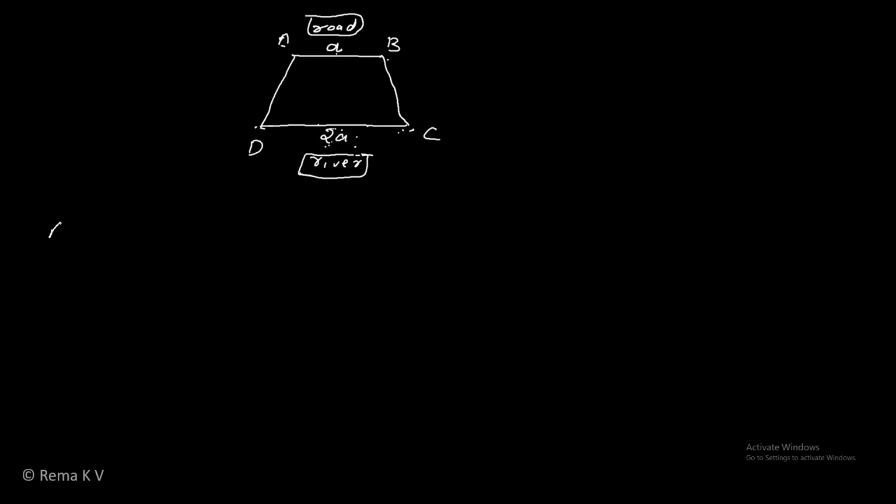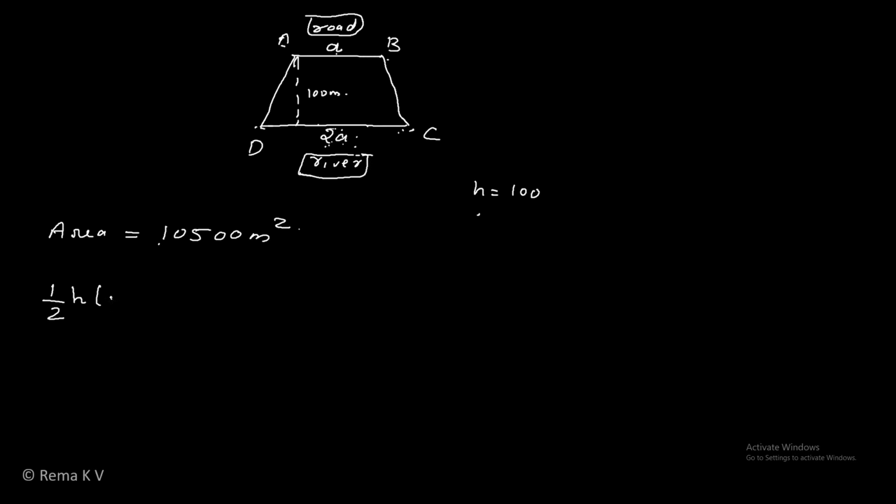And given that area of this trapezium shaped field is 10,500 meters square. And one more thing is given, the perpendicular distance between the two parallel sides is 100 meter. This is also given. So h is equal to 100. Then the two sides are A and 2A. So we can apply the formula here.